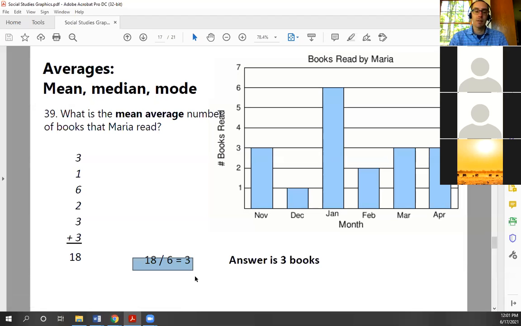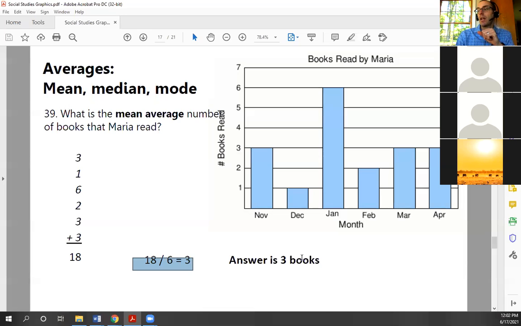Why am I dividing 18 by 6? Where did I get the number 6? January? 6 months. Because there's 6 months, right? It's not the 6 from January. It's the 6 months in this period. She read 18 books in 6 months. So I'm going to divide 18 by 6 to say that she read 3 books. On average, she read 3 books per month.